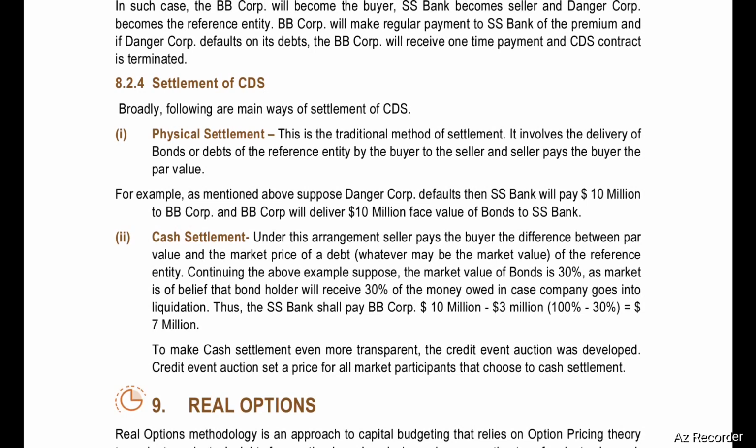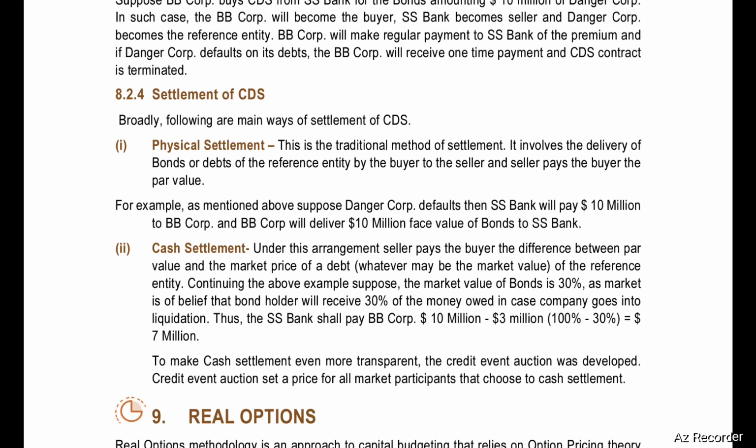Settlement of CDS. Broadly, following are main ways of settlement of CDS. First one, physical settlement. Second, cash settlement. Physical settlement. This is the traditional method of settlement. It involves delivery of the bonds or debts of the reference entity by the buyer to the seller, and seller pays the buyer the par value. For example, as mentioned above, suppose Danger Corporation defaults, then SS Bank will pay 10 million US dollars to BB Corporation, and BB Corporation will deliver 10 million face value of bonds to SS Bank.